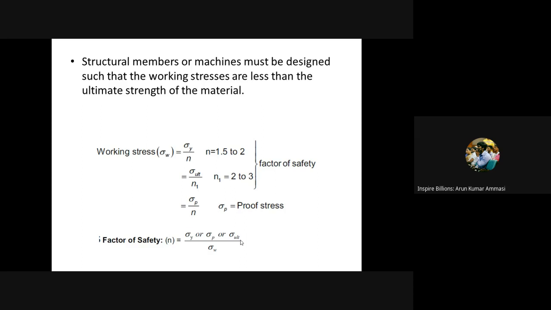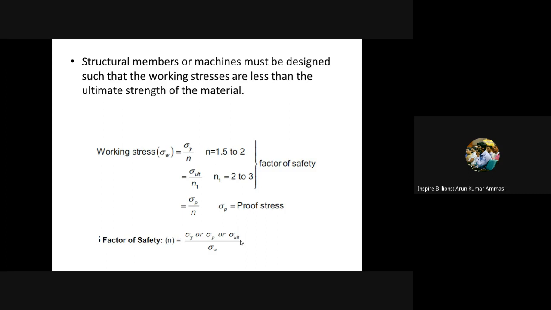The factor of safety could also be related with these three types. There is a certain limit where stress is calculated up to a certain limit of proportionality. But beyond that, the stress is also observed in a material before failure or at the time of failure. So factor of safety is also giving a relationship between these different types of stresses.